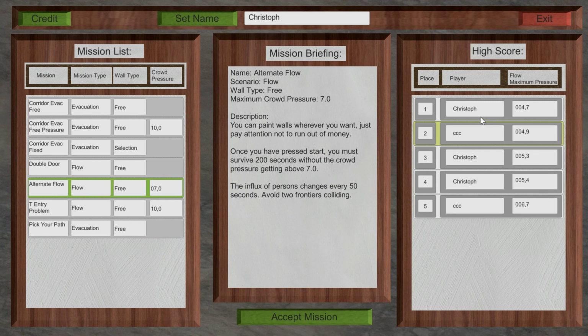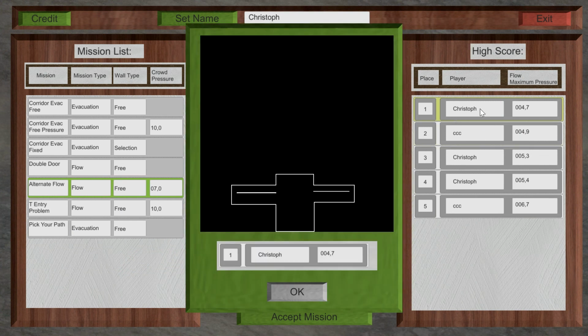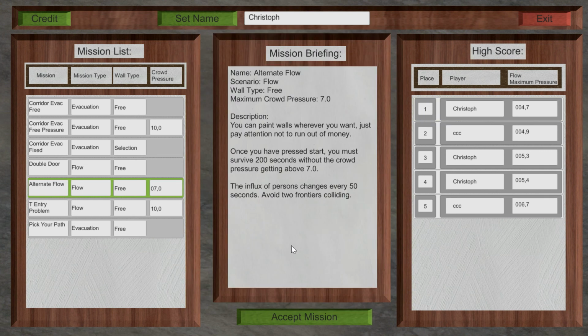Finally, we can also take a look at all the results that have been obtained for the different scenarios and how things were constructed. Okay, so that was a brief overview of the game Crowd Disaster, which is based on the simulation core of simulating crowd disasters.